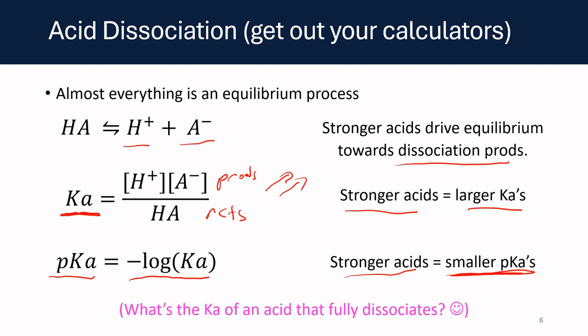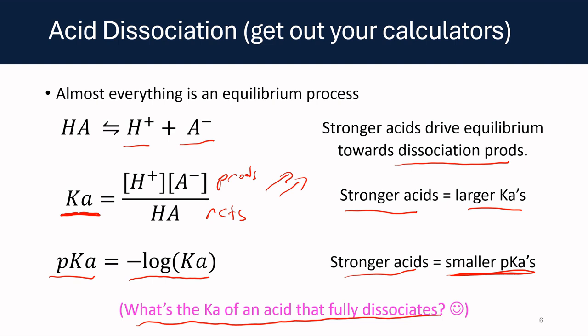Now, I'm about to blow your minds. When you were in Gen Chem, probably, you may have learned that a strong acid is an acid that fully dissociates in solution. 100% ionization into H plus and A-. Well, I want you to think about that for a second, okay? What would be the Ka of an acid that fully dissociates? Remember, if it's pink, that means it's important.